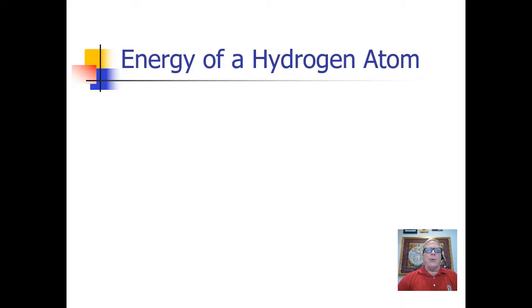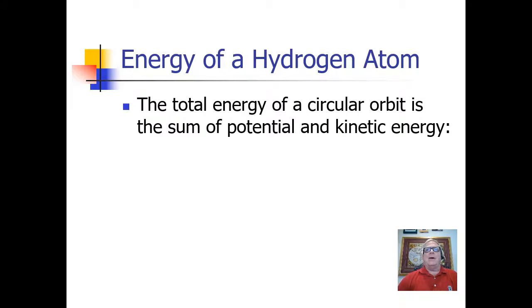So the total energy of our electron in a circular orbit is going to be equal to the potential energy, which is a negative ke squared over r, plus a positive 1/2 ke squared over r that we got from the kinetic energy, meaning that the total energy in our hydrogen atom is a negative 1/2 ke squared over r.